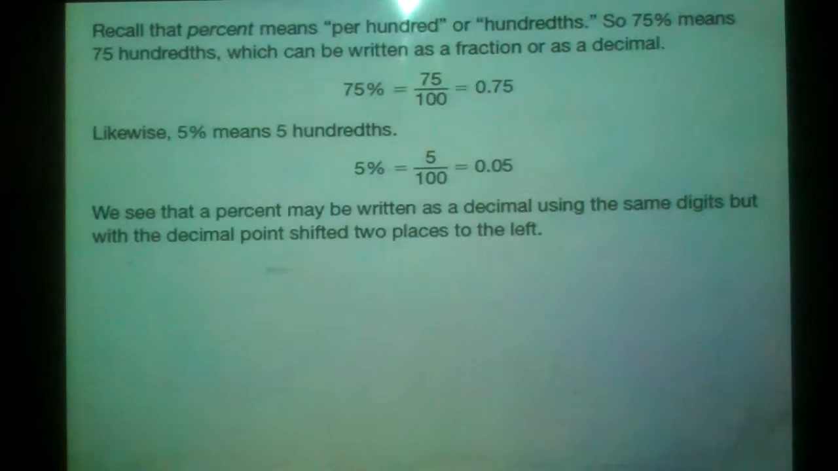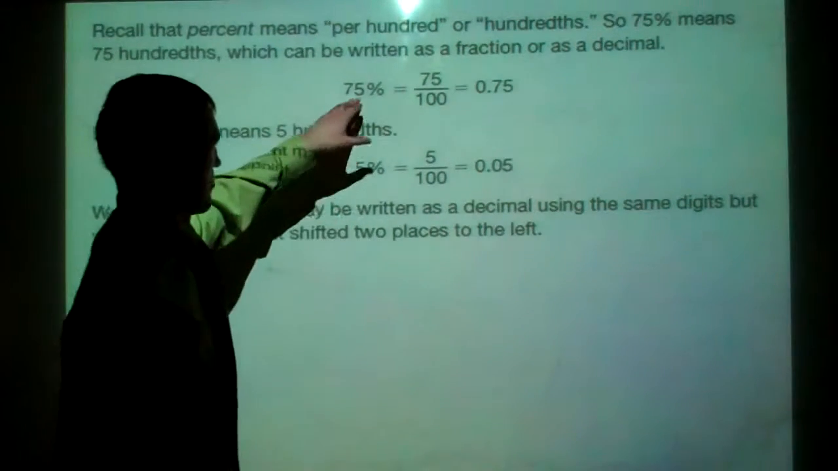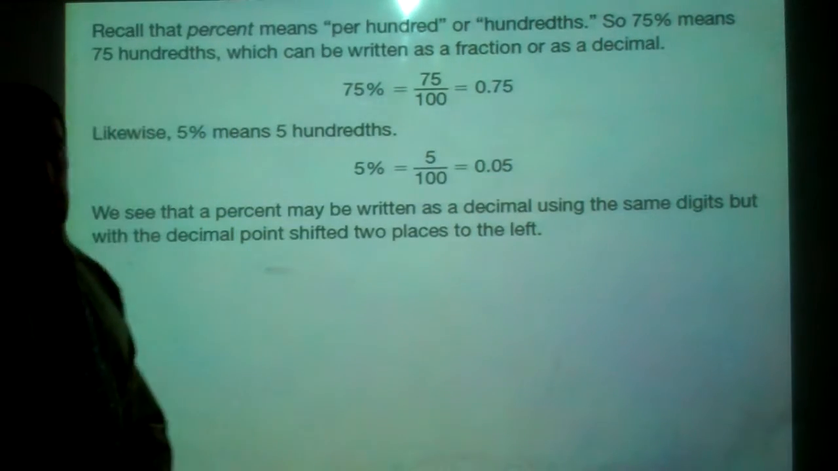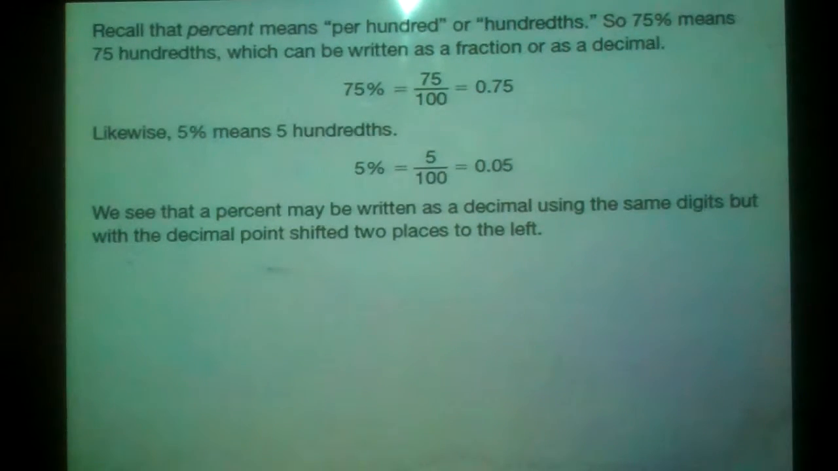And lastly, our percents. So percent means per hundred or hundredths. So 75% means 75 hundredths. Just remember that percents are always out of 100. Like on a test, the best you can do is 100% unless there's extra credit. So 75% and 75 over 100, 0.75 as a decimal. So here's full swing. What we can do, we can turn a percent into a fraction, and then in turn turn a fraction into a decimal. So we can get to every single type of number on what we're given.